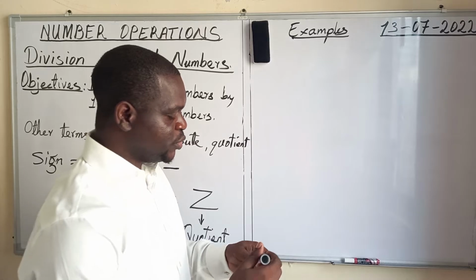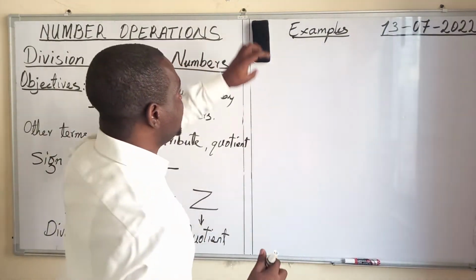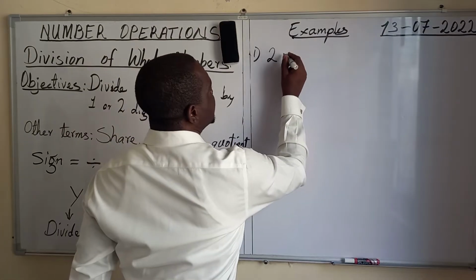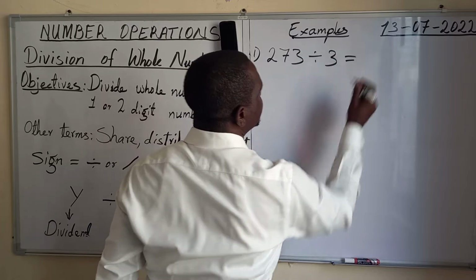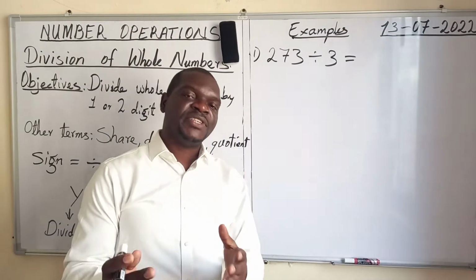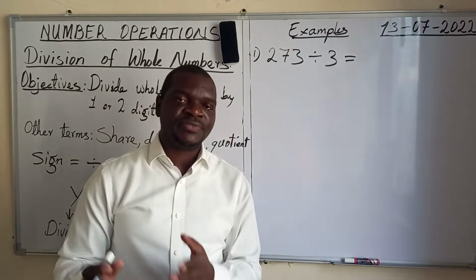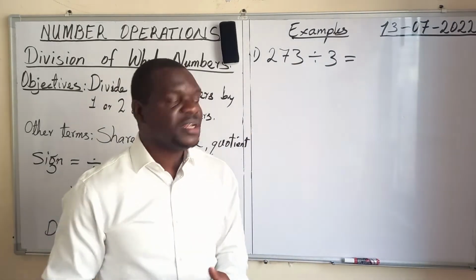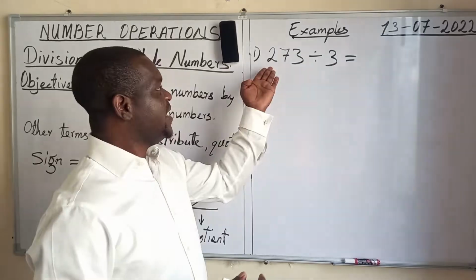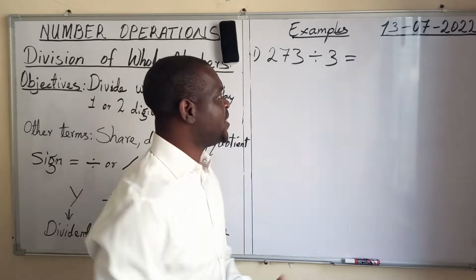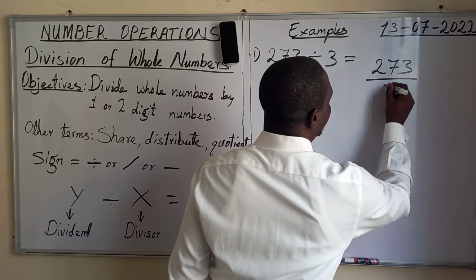So let's go straight to examples and look at example 1. 273 divided by 3. With this, in division, there are two ways you can go about it. You can either use the short division method or factorization, and you can equally use the long division method. In this situation, let's use the short division method. That is 273 divided by 3.